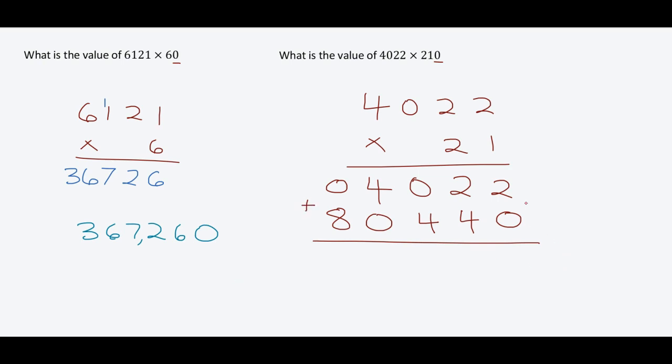So 2 plus 0, we have 2. 2 plus 4, we have 6. 0 plus 4, we have 4. 4 plus 0, we have 4. 8 plus 0, we have 8. So we have just one 0. So our answer is going to be 8, 4, 4, 6, 2, and then we put a 0 at the end.